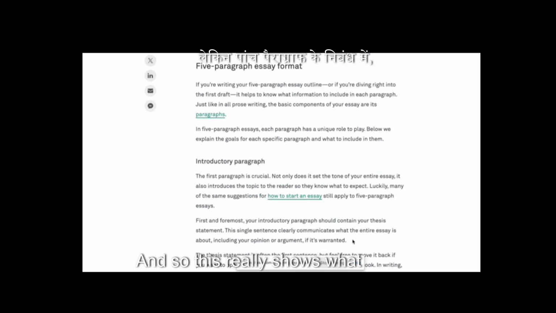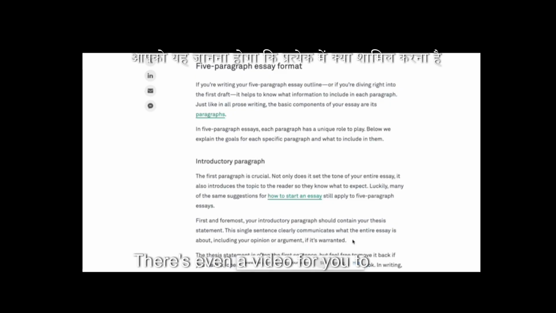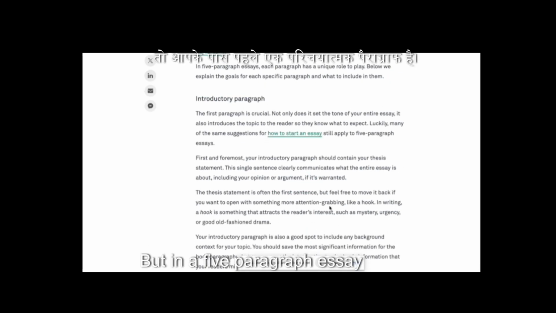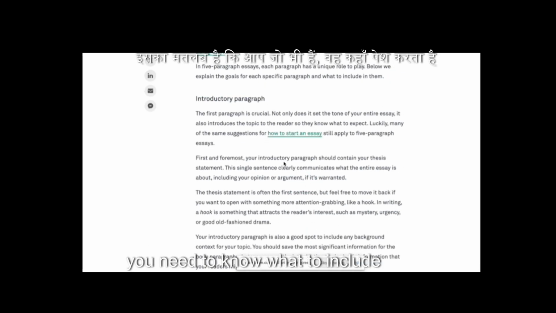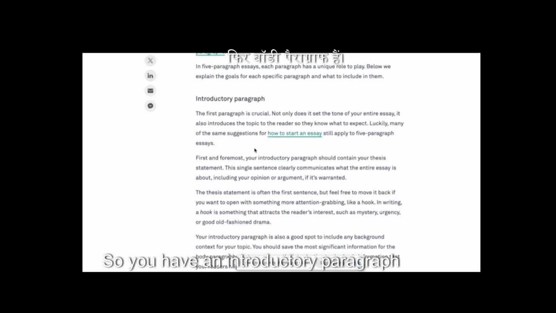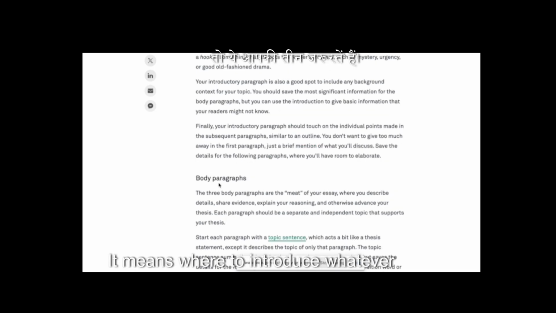But in a 5-paragraph essay, you need to know what to include in each paragraph. So you have an introductory paragraph first. It means where it introduces whatever you're talking about. Then there are body paragraphs. So these are your 3 meats.